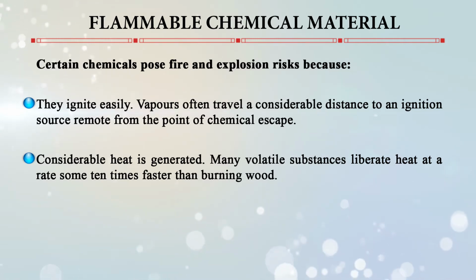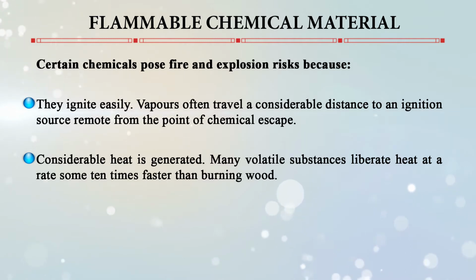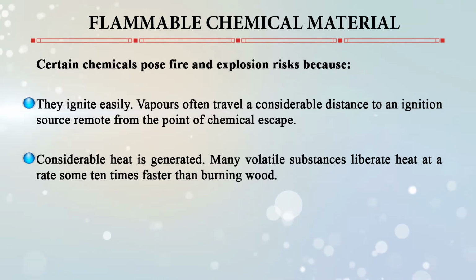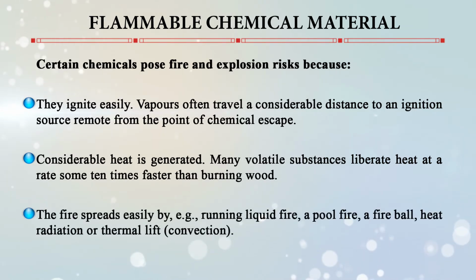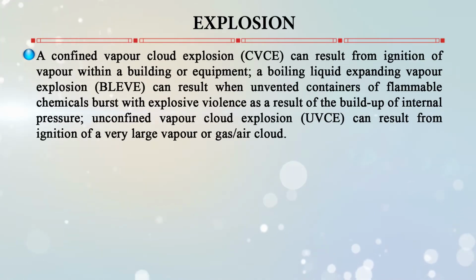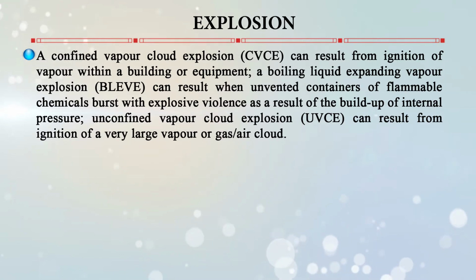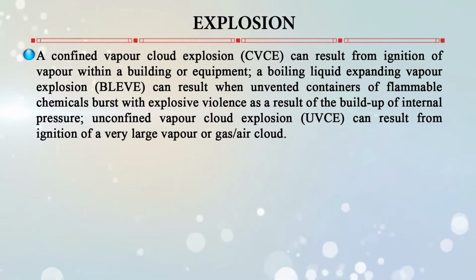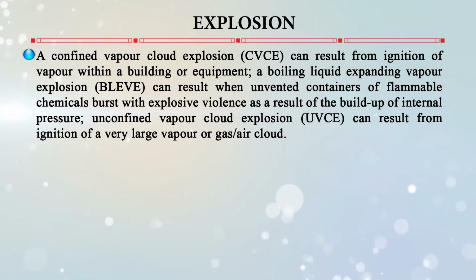Many volatile substances liberate heat at a rate sometimes 10 times faster than burning wood. So the fire spreads easily, like a running liquid fire, or a pool fire, or a fireball. Heat radiation or thermal lift, which we normally call convection. Along with this, explosion will happen. That means a confined vapor cloud explosion, that is CVCE, which can result from the ignition of vapor within a building or within the equipment area.